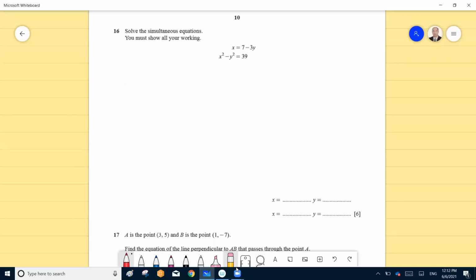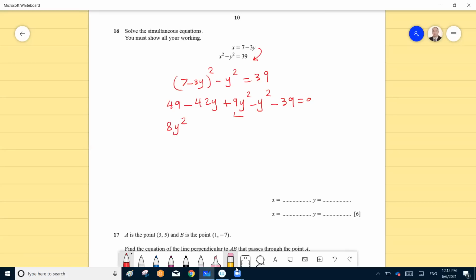Solve the simultaneous equations. You have one linear and one quadratic. You use the substitution method from the linear into the quadratic. So instead of x in the second equation, just write (7 minus 3y) all squared, minus y squared, is equal to 39. Squaring this, you get 49, minus 2 times 3 times 7, which is 42y, plus 9y squared, minus y squared, minus 39 is equal to 0. So you have 8y squared minus 42y, and 49 minus 39 is 10, is equal to 0.